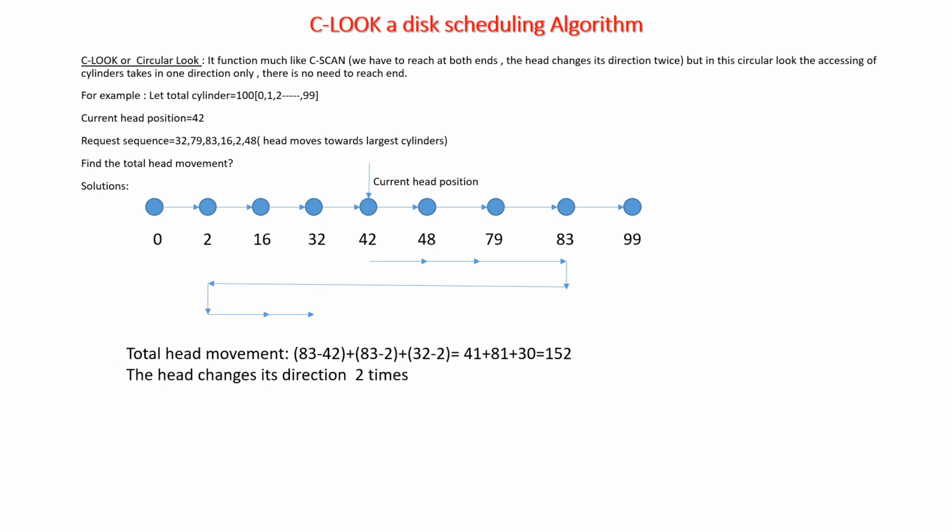Hello, my name is Kanchan Jha, and in this video, I'm going to discuss one example of a disk scheduling algorithm, which is called C-LOOK or circular look disk scheduling algorithm.